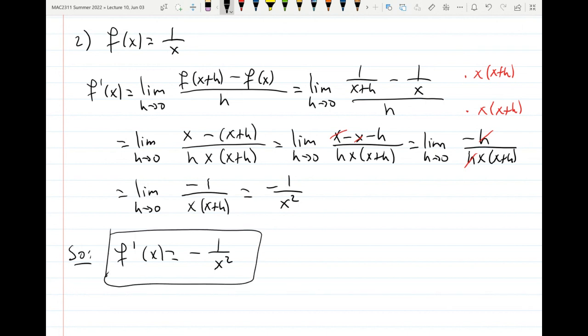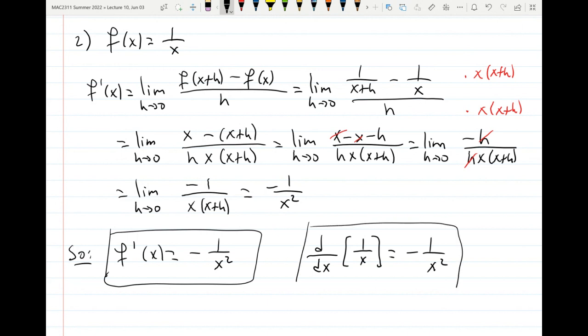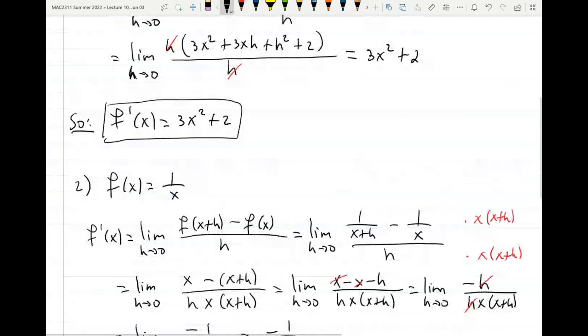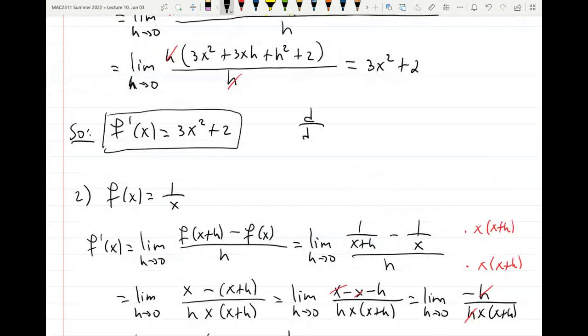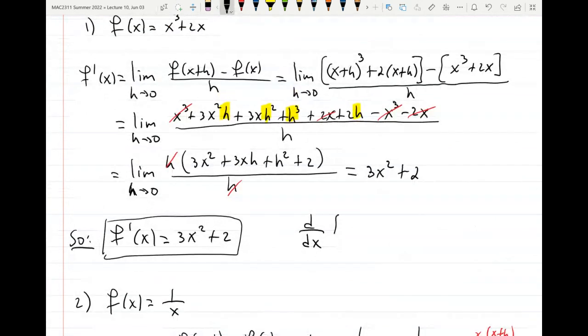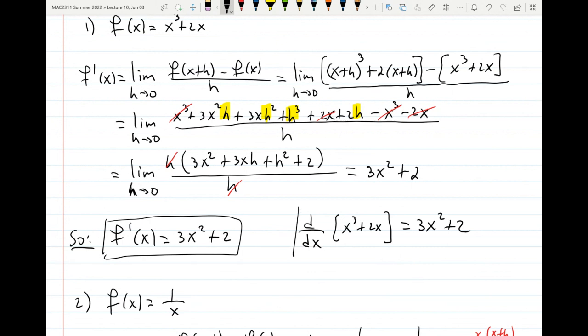You see, linear notation sometimes is useful because you may wonder, oh, but what is f? Well, you can write that the derivative of 1 over x is negative 1 over x squared. And over here, in this example, you can write that the derivative of the function x cubed plus 2x is 3x squared plus 2. Okay?